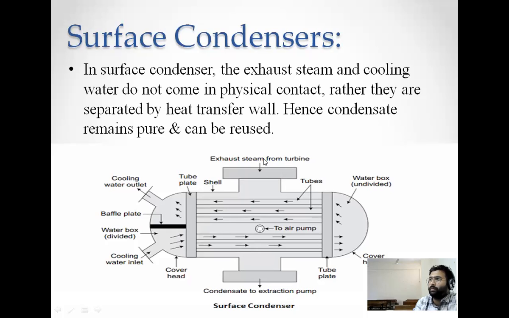Now steam comes from the turbine from the top. It gives away its heat to this cooling water. It is condensed to water, and the water is collected at the bottom. Very commercial and popular heat exchanger. It is a shell and tube type of heat exchanger.